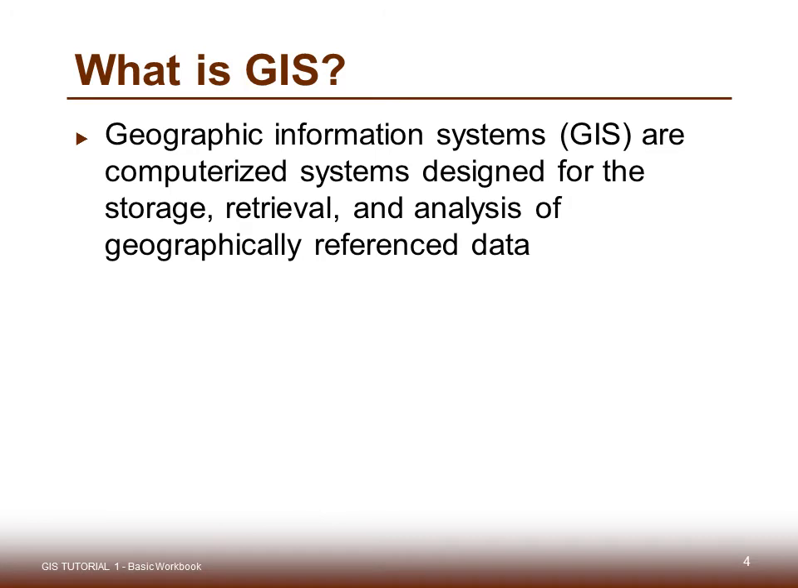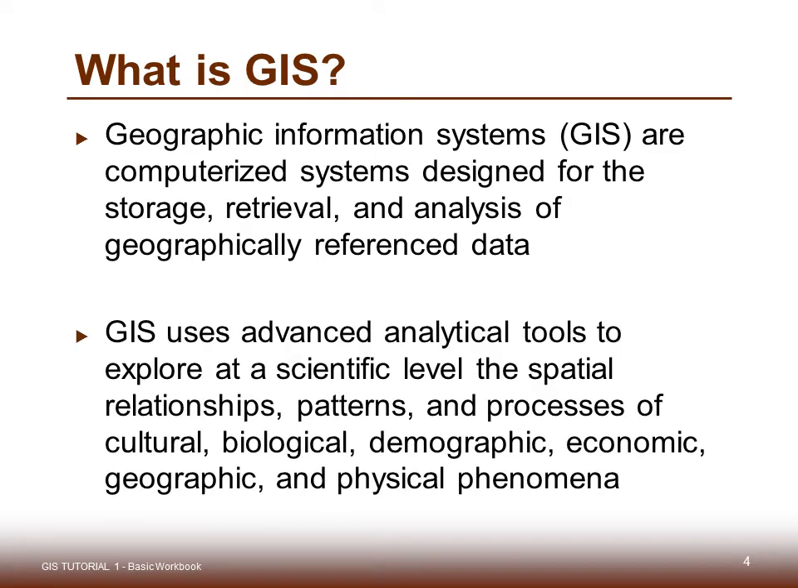So first of all, I know we've already talked about the definition of GIS in several different ways. This really is just meant to reinforce the same themes that we've already been looking at, which is basically that geographic information systems are computerized systems designed for the storage, retrieval, and analysis of geographically referenced data. GIS is an advanced analytical support system that uses tools to explore at a scientific level the spatial relationships, patterns, and processes of cultural, biological, demographic, economic, geographic, and physical phenomena.